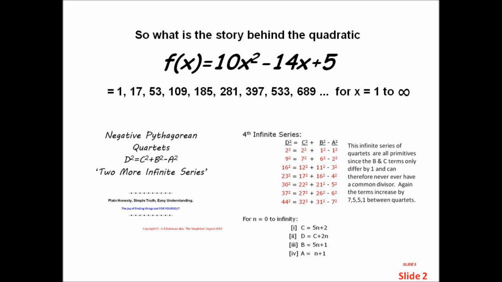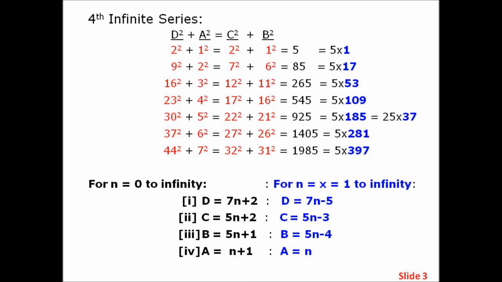In August 2019, I uploaded the video Negative Pythagorean Quartets, two more infinite series, and we are only interested in the one that I labelled the fourth infinite series. So I took the fourth series and restated it as the Fibonacci identity, the answers for which were all multiples of 5 times a 4n plus 1 prime, or composite, and which are shown in the bold blue font.